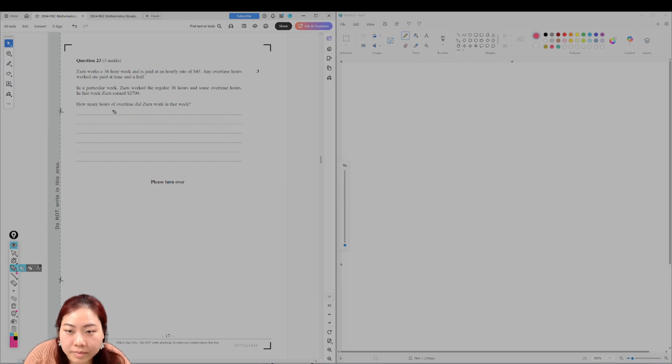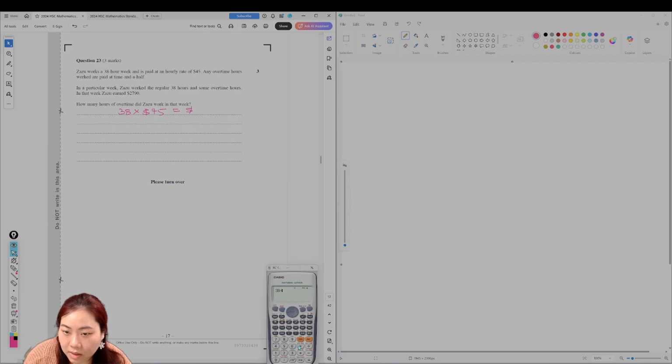Let's work it out. We have a 38-hour week. 38 hours times $45 is what he normally earns. 38 times 45 is $1,710. So the overtime money is 2,790 minus 1,710, which is $1,080. So he earned that in overtime.